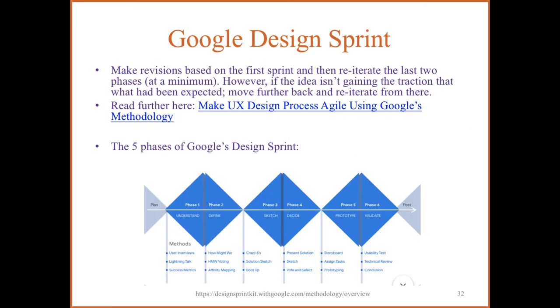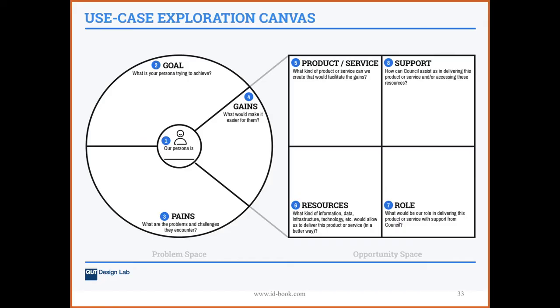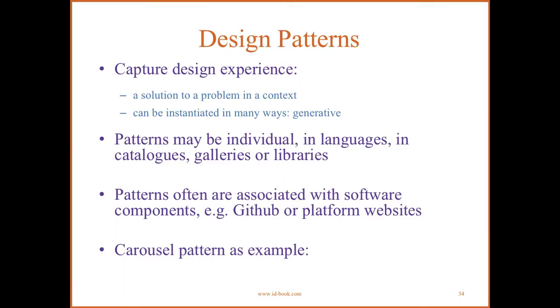This is the Google Design Sprint. Skip that, and this is one example of a use case exploration canvas, where you have to set the goal. One persona is the people or the user, and then they have their goals, and then they have pains and gains, in terms of product support and so on. What a persona is, I will let you know after this, not in this topic.